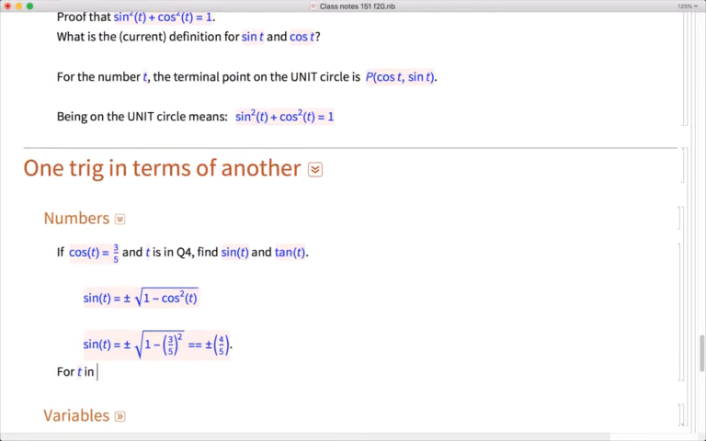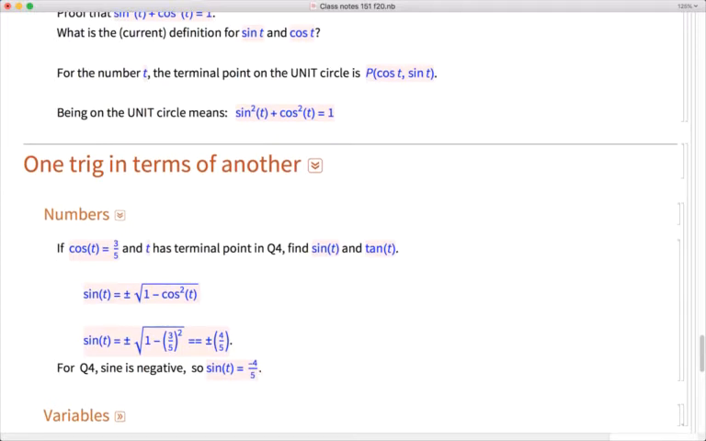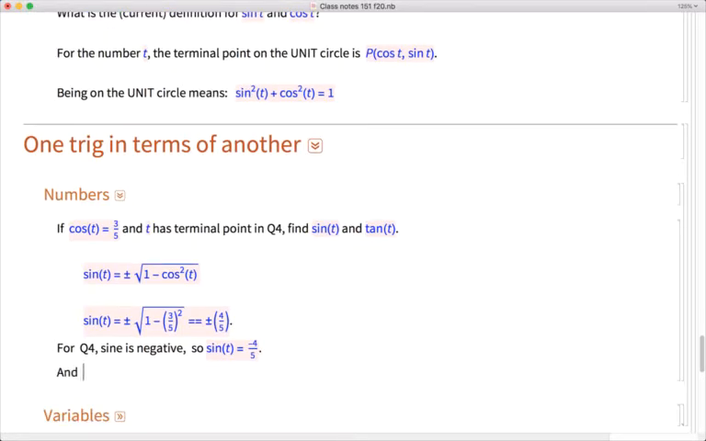But we're told that t is in Q4. Actually, it's wrong to say that t is in Q4. We should say it has terminal point in Q4. Sine is negative down there. So the sine should be negative 4/5. Oops, I missed my equal sign.